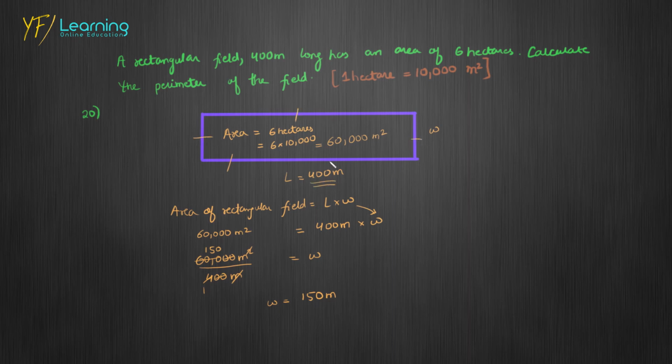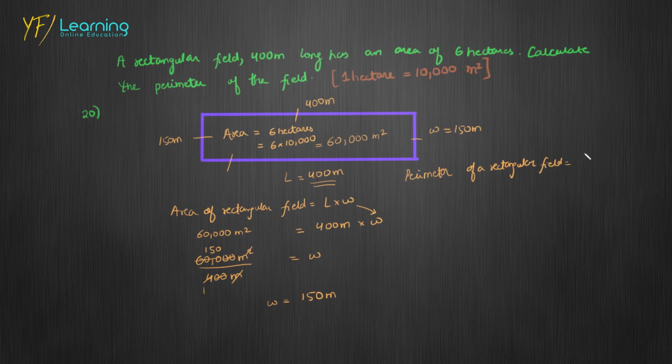In the question they ask to calculate the perimeter of the field. So what is perimeter? Perimeter is the sum of all sides. If this side is 400 meter, it means this side is also 400 meter. And width is 150 meter. So this side is 150 meter, this side is also 150 meter.